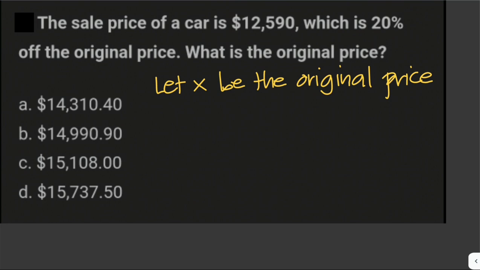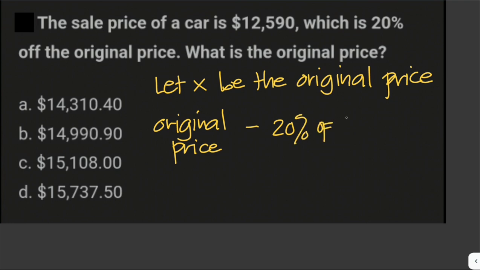It says here that the sale price of the car now is $12,590, which is just 20% off the original price. So that would be the original price minus 20% of the original price is just equal to the sale price.